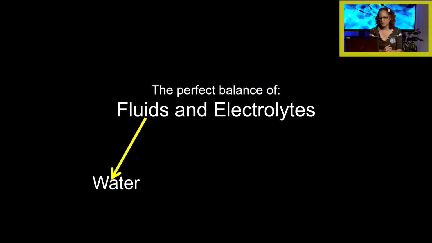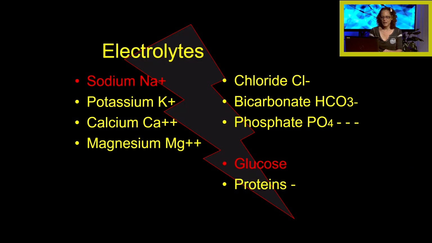When we talk about fluids and electrolytes in the body, when we talk about the fluids, we're referring to water. But when we talk about the electrolytes, we're talking about a whole bunch of other things. We're talking about sodium, potassium, calcium, magnesium, chloride, bicarbonate, and phosphate. And oftentimes glucose and proteins kind of get tagged on in there as well.